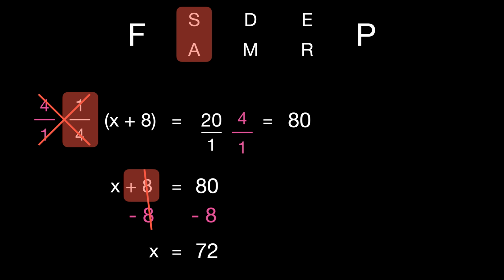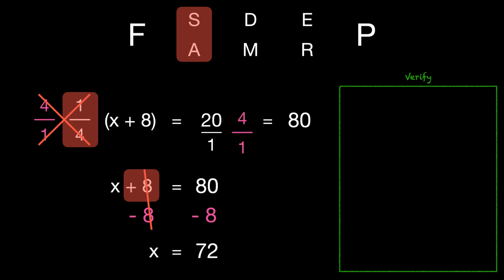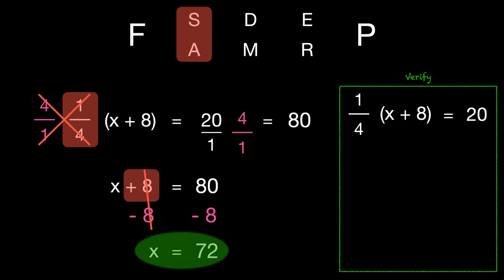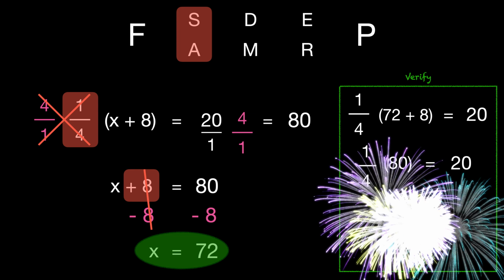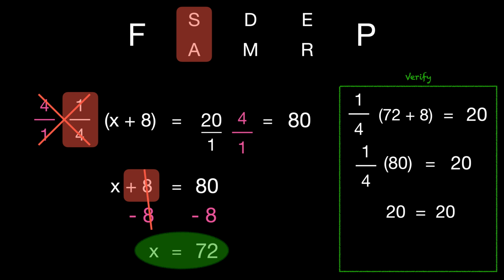But we're not 100% done yet because we have not plugged it in and verified, so let's go ahead and do that. Plug it in for x in 1/4 times x plus 8 equals 20. When we plug in x, it should come out to 20, and then we know we're right. x is 72, so we have 1/4 times 72 plus 8. 72 plus 8 is 80, times 1/4 equals 20. 1/4 times 80 gives you an answer of 20. So we have 20 equals 20, and that is perfectly balanced.